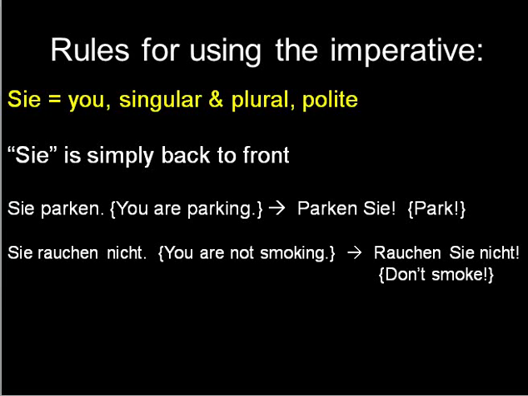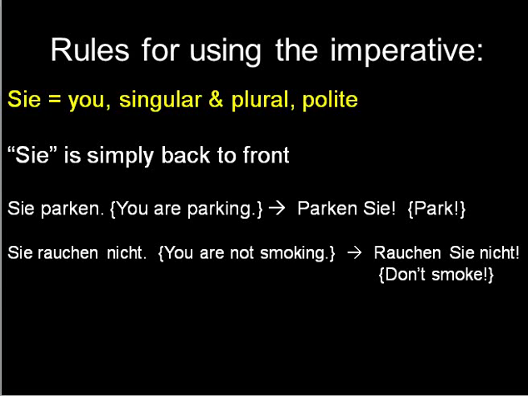For example, to start with, I've got the sentence Sie parken. That would mean in German, you, in the polite form, are parking, you're parking your car. If you wanted to change that to an imperative, a command or a request, you just change the sentence around. Instead of saying Sie parken, you say parken Sie. So as a request, parken Sie hier, or whatever you want to say.